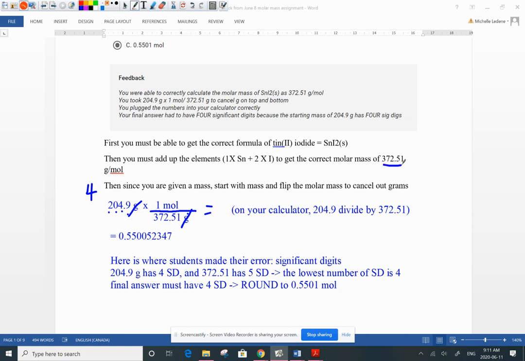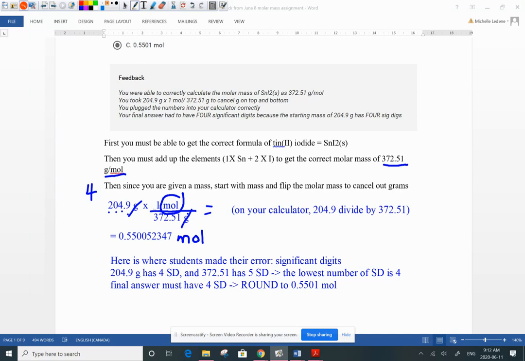Now that I have this molar mass, I know that I can use it as a conversion factor. In this case, because I'm starting with grams, I'll put grams on the bottom to cancel, and that will leave me with units of moles. So on my calculator, I take 204.9 times 1 divided by 372.51, or just strictly divide by 372.51.